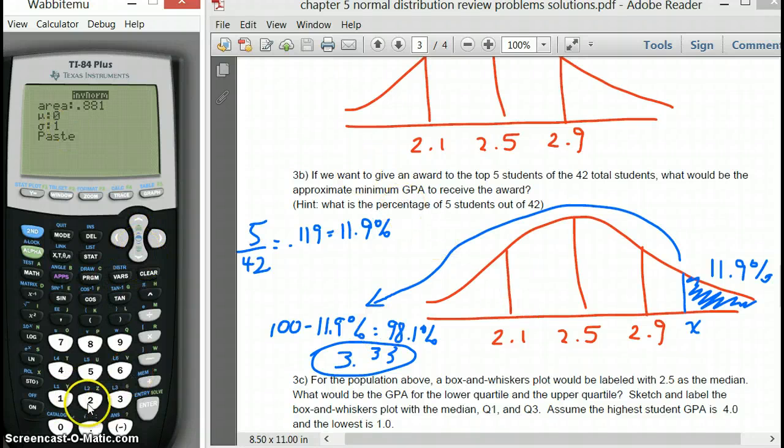The mean is 2.5, and the standard deviation is 0.4. Okay. So this is going to give me 2.97. So actually, X is going to be 2.97. The minimum GPA to be a top 5 student is going to be 2.97. And here I have 3.33 because I used the wrong number here. If I use 0.881 instead, it's going to give me 2.97.